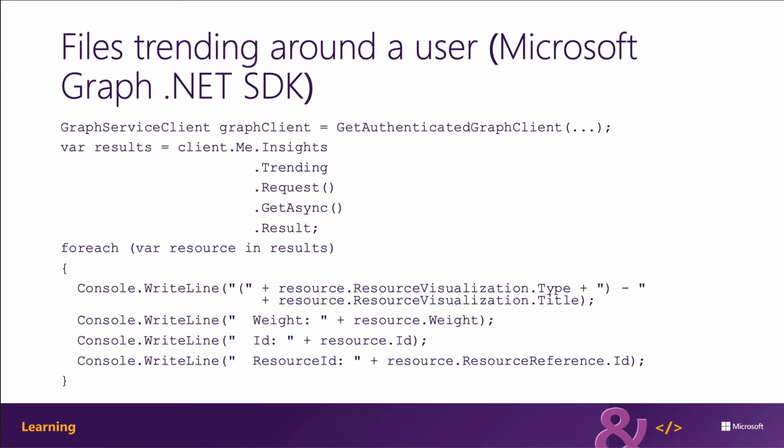You can also obtain trending files around the currently signed in user with the Microsoft Graph .NET SDK. Use the following code to do this. You first get an instance of the authenticated Microsoft Graph client, and then you're going to use the insights.trending property to be able to make that request. You then can loop through all the results that you get back, and for each resource, you can write out the visualization's type and title, including the weight, the ID, and the actual ID to the resource.